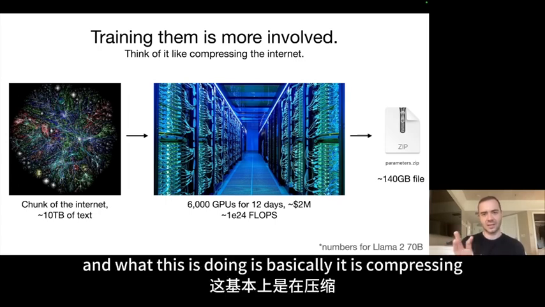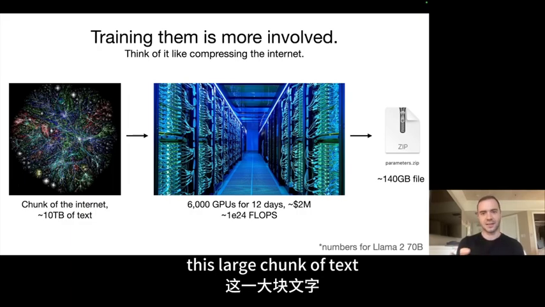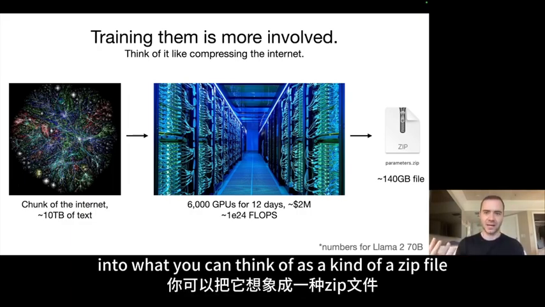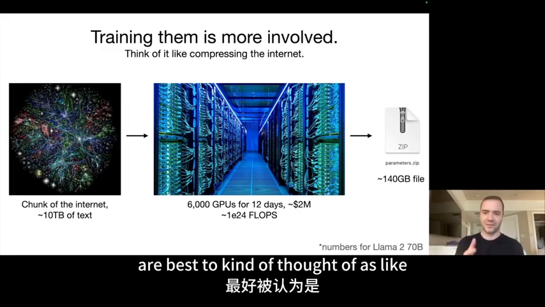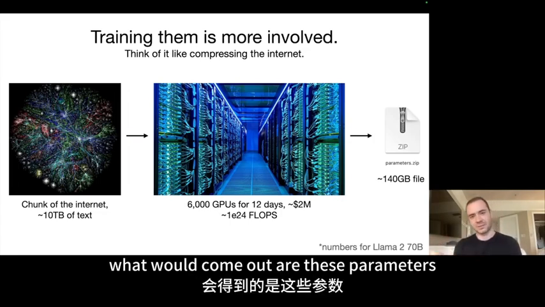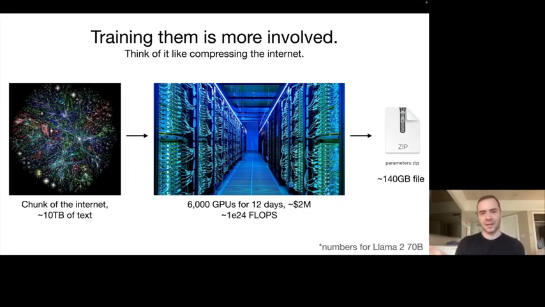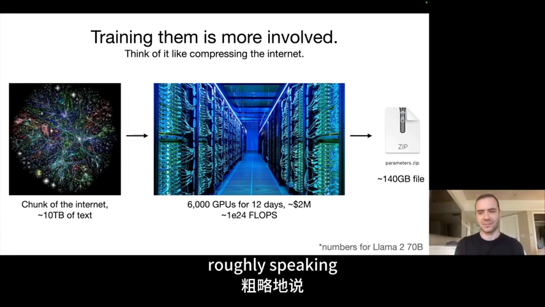What this is doing is compressing this large chunk of text into what you can think of as a kind of zip file. These parameters that I showed you in an earlier slide are best thought of as a zip file of the internet. And in this case, what would come out are these parameters, 140 gigabytes. So you can see that the compression ratio here is roughly 100x, roughly speaking.